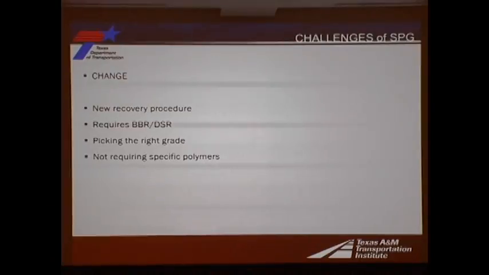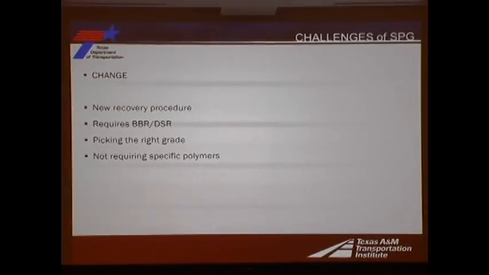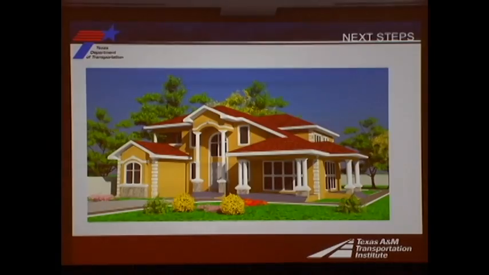It requires the bending beam and the DSR, which is not a big deal for those AC suppliers, because they usually make PG binders as well. They've already got this equipment. The emulsion manufacturers have not necessarily had to do that before, so there will be some ramp-up issues with them getting the equipment they need, and making sure we pick the right grades. If we don't pick the right grades, we're in trouble. And again, the specific polymers and that sort of thing are one of the issues we've got to work through.